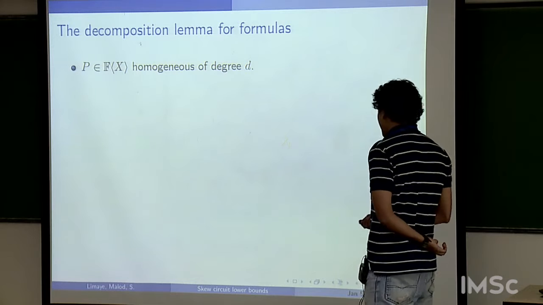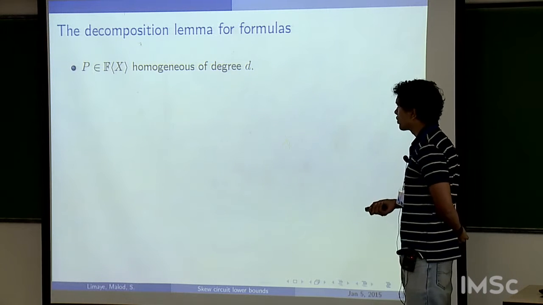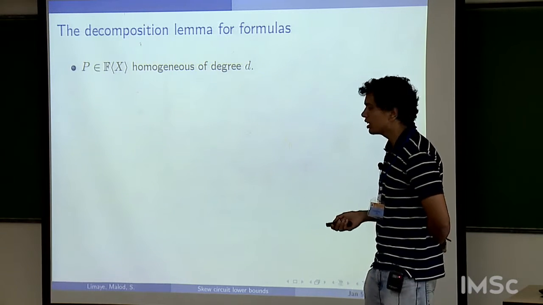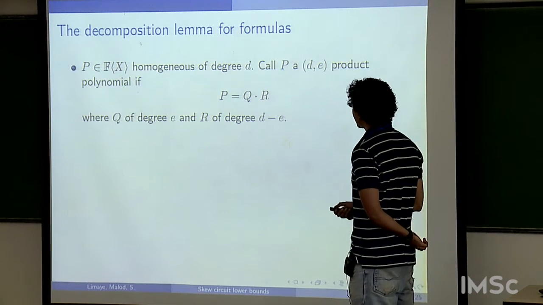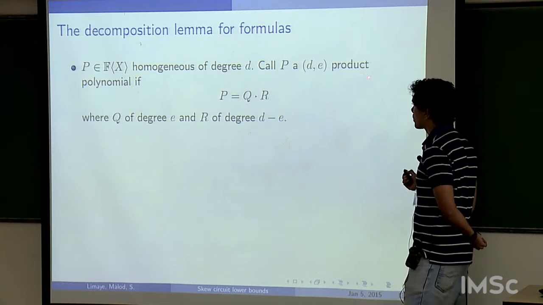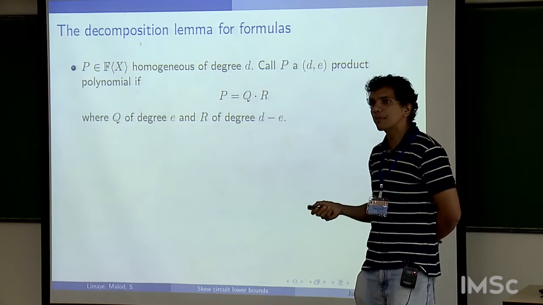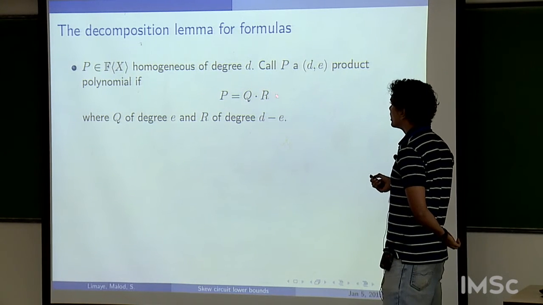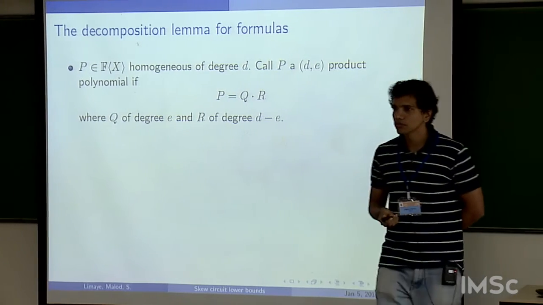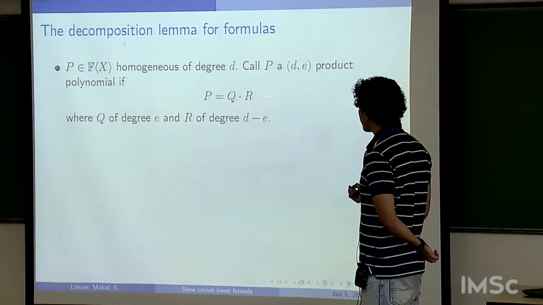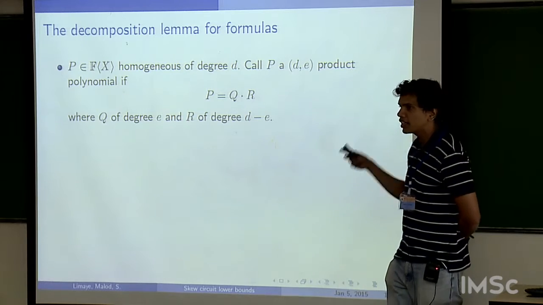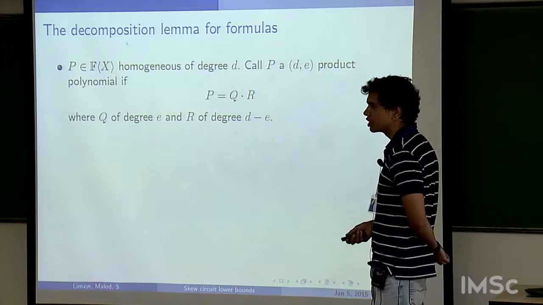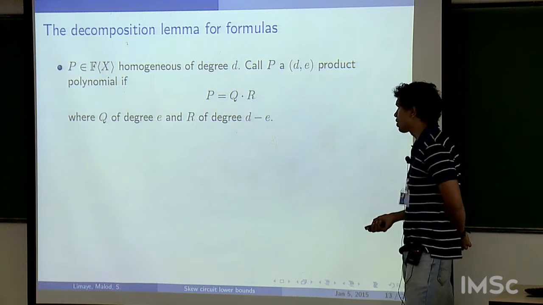Before I state the lemma, I just need to make a small definition. Suppose I have a homogeneous polynomial p of degree d, a non-commutative polynomial. I'll say that p is a DE product polynomial if it can be written as the product of a degree E polynomial and a degree D minus E polynomial. So p is the product of q times r in that order. q is on the left, r is on the right. q is degree E, r is degree D minus E. Everything is homogeneous, so q is homogeneous, r is homogeneous, etc. So this is a DE product polynomial.